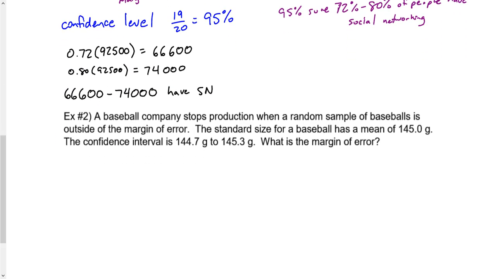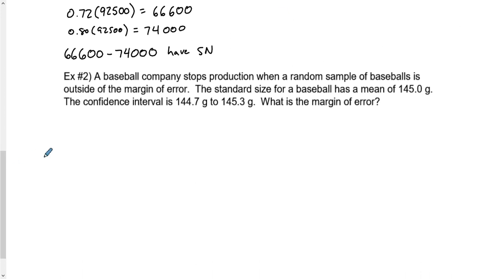The next example: a baseball company stops production when a random sample of baseballs is outside of the margin of error. The standard size for a baseball has a mean of 145 grams. The confidence interval is 144.7 to 145.3. What is the margin of error?